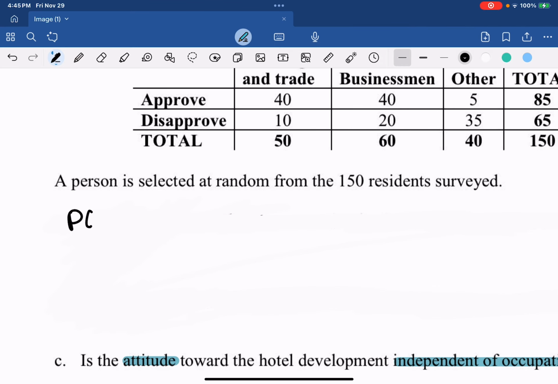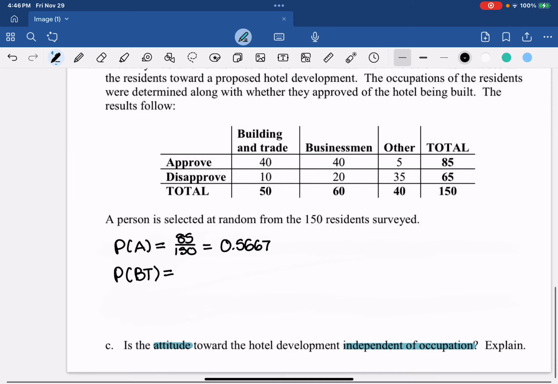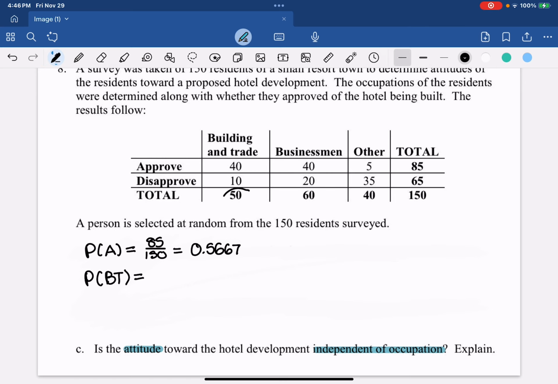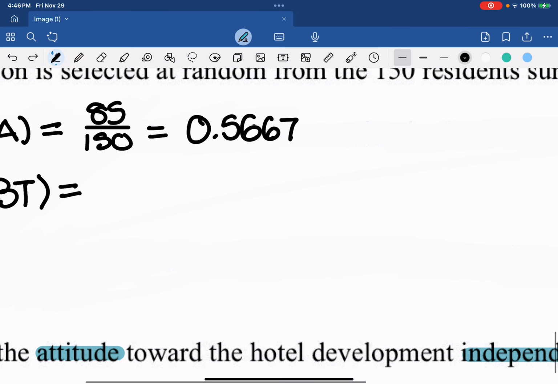And we're going to write PA for approved. We already found that, which was 85 over 150. And then we didn't do the building and trade. So P, building and trade, BT. And so we have 50 of them over the total, which again is 150. And it comes out to 0.33.